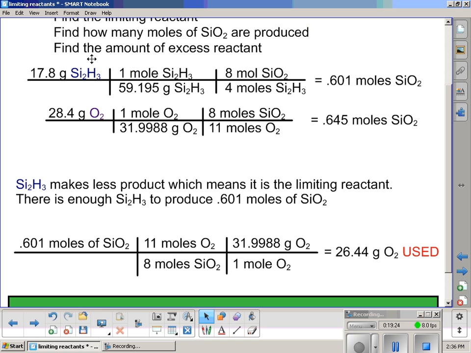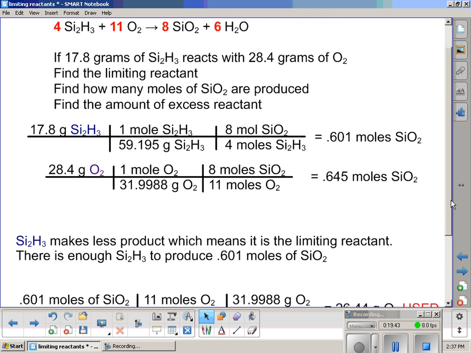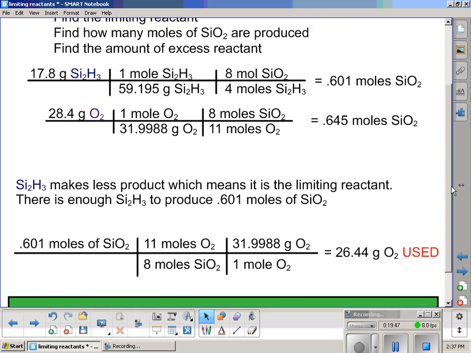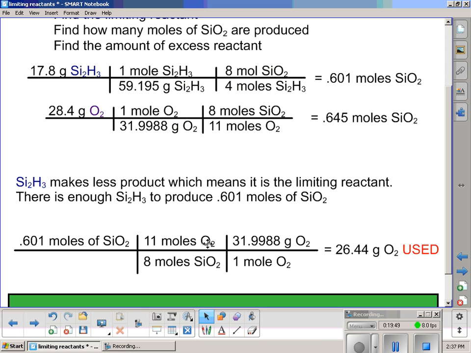We're going to find the excess, the amount of excess reactant. So we're going to start with the amount of product we could make and work backwards to the reactant that would have excess, which is oxygen. And we'll find out how much was used. 0.601 moles. We do our mole to mole ratio. We have 8 moles for every 11 moles. It's our mole to mole ratio.